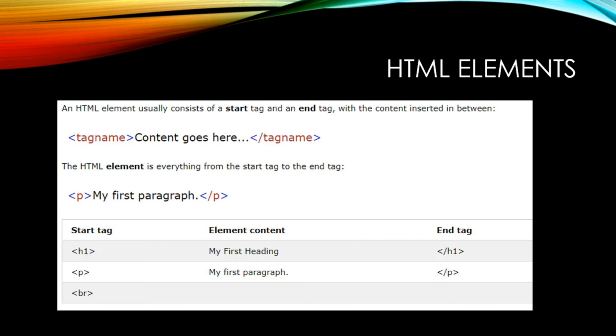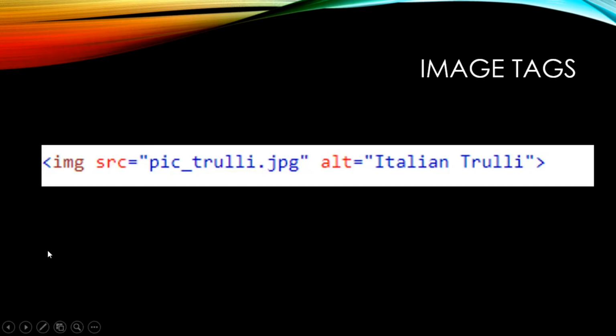Now we have some other HTML elements. As you have seen, we have the tag name and then close tag, and the content goes here. Now all of these are HTML element content that can be used. For example, element content, my first heading, my first paragraph. So h1 is the start tag and the end tag is h1. Now P is for paragraph tag, just to add a paragraph. Then the BR tag doesn't have a closing tag, it's used to add a blank line.